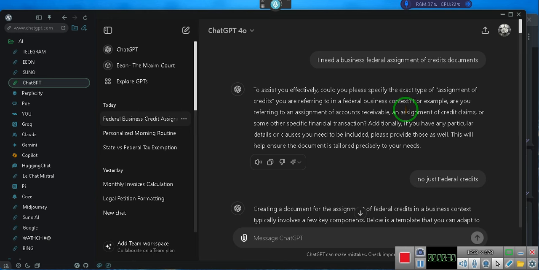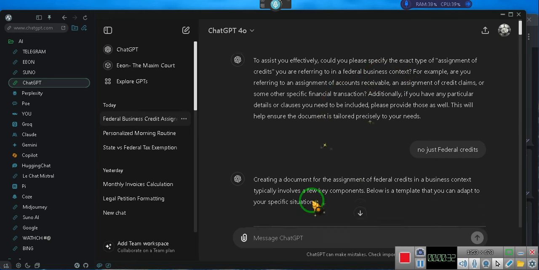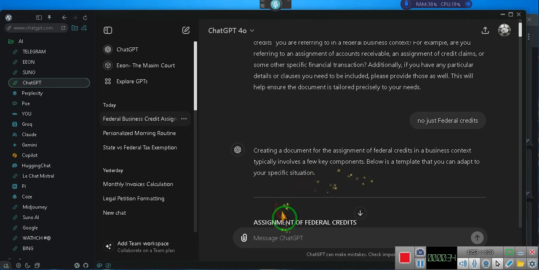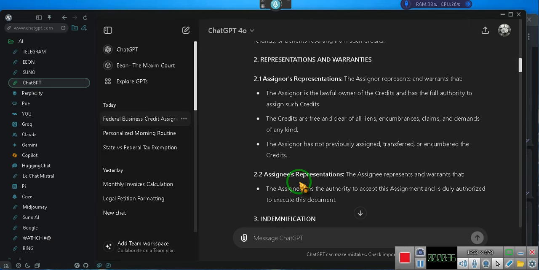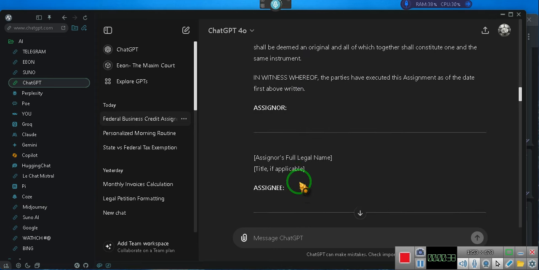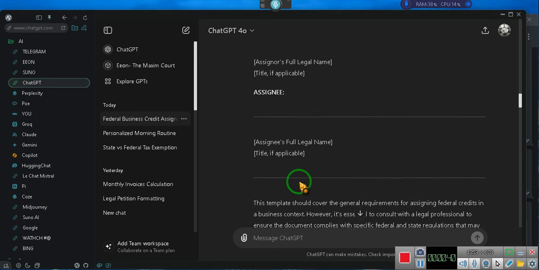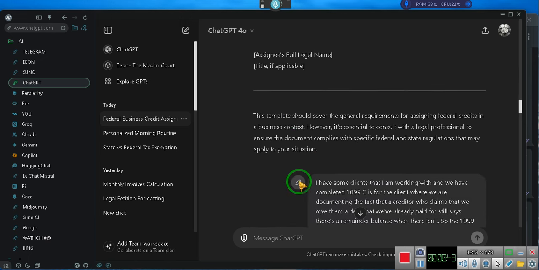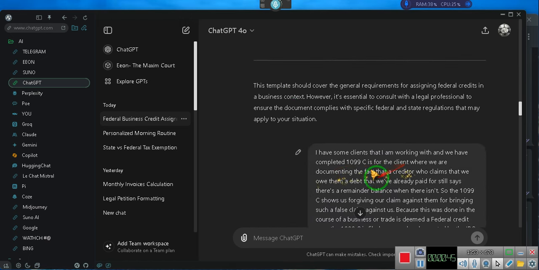Okay, first you need to assign the credits. There's a reason why you do an assignment, not a transfer. So the assignment of credits, okay, that's easy. That's all the stuff that's involved in that. But we're not going to read that part because we ain't got time. But then you've got the K-1s and the 1099-Cs.